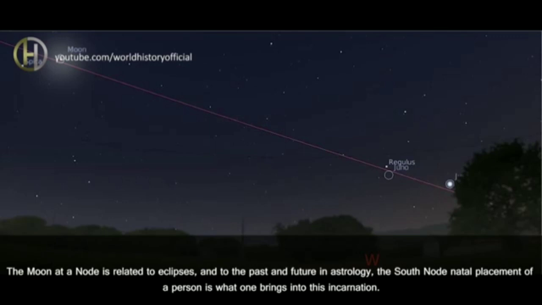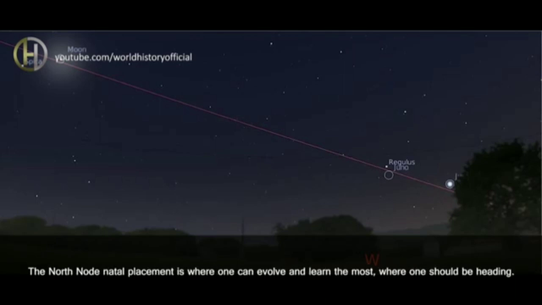The moon at a node is related to eclipses, and to the past and future in astrology. The south node natal placement of a person is what one brings into this incarnation. The north node natal placement is where one can evolve and learn the most, where one should be heading.